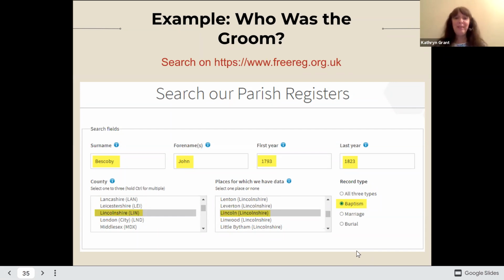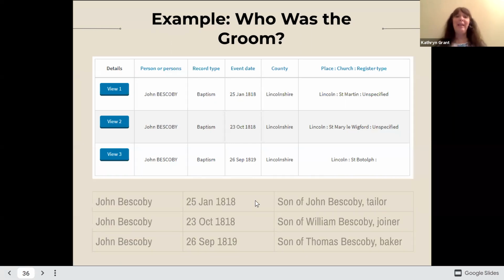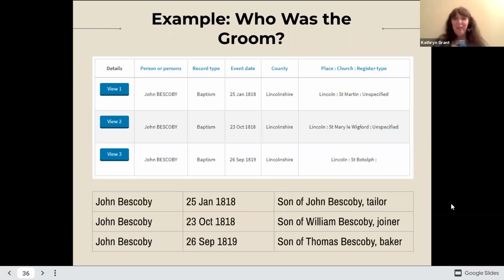So you can see by the highlights, these are the criteria that I entered for the search, and this is what we came up with. And to my surprise, even though I put in that huge span, I only got 3 hits, and they were very close together. They were in 1818 and 1819. So here's what I found. Which one do you guys think is my guy?